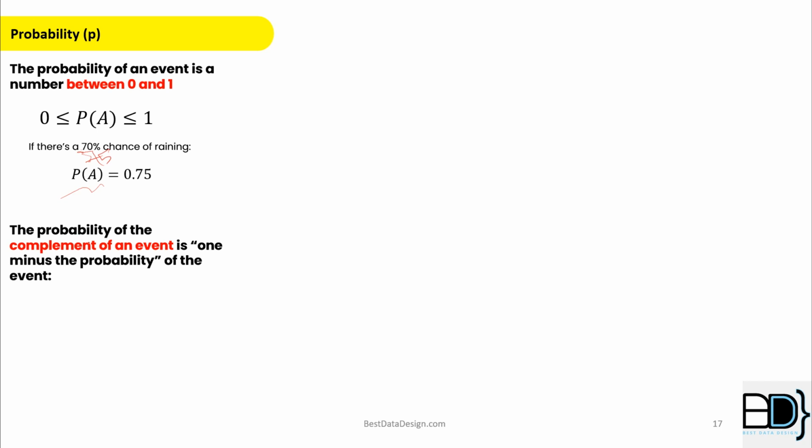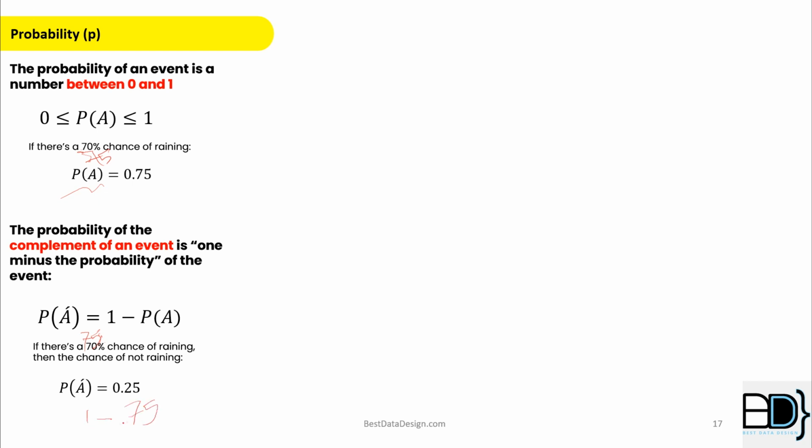Then there is the probability of the complement of an event, which is 1 minus the probability. For example, if there is a 75% chance of raining, then the chance of not raining is 0.25, which is basically 1 minus 0.75. Okay.